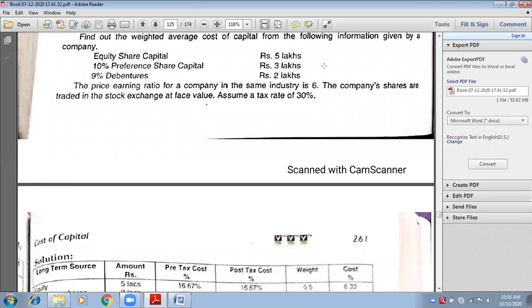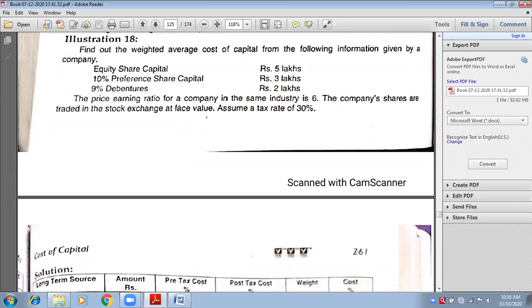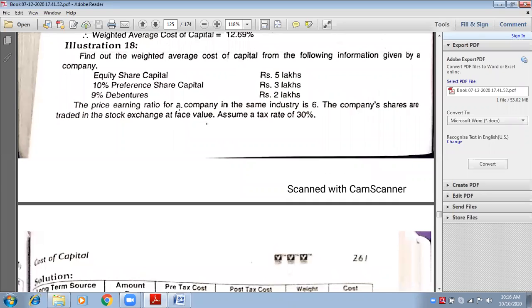Is it given? See, look here. The company shares are traded in stock exchange at face value, which means market price is equal to face value. And now you will say, ma'am, face value is not given in the question. If it is not given in the question, assume it is 10 rupees face value. It is about equity I'm talking. Please don't confuse it with preference and debentures. I'm only talking about equity share capital. If nothing is disclosed, then assume the face value of equity share capital as rupees 10.